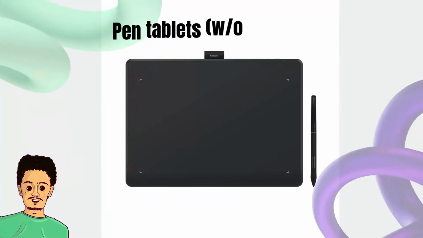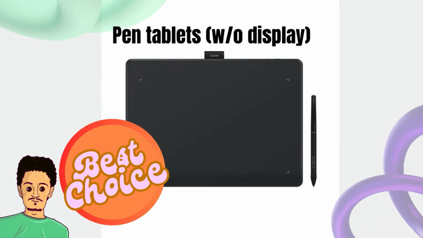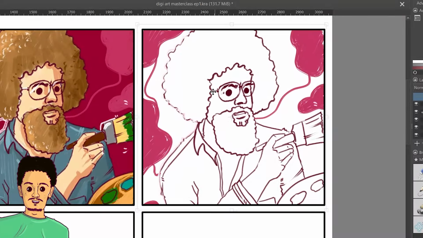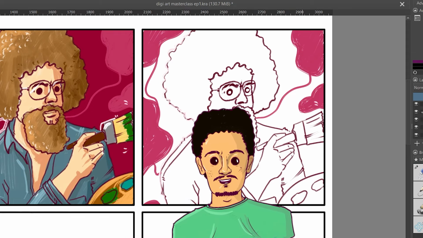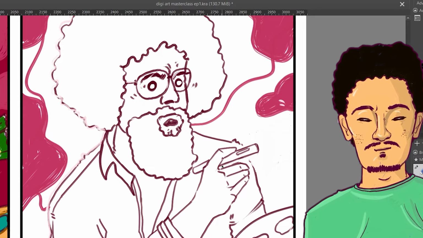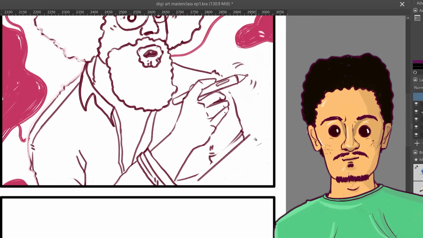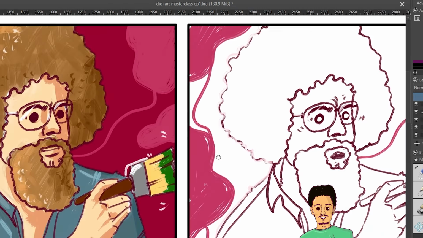So for beginners, the best choice is to go for non-display pen tablets as they are pretty affordable, simple and robust devices. They range from sizes as small as 4 inches all the way up to 10 or 15 inches. Remember that the size of the tablet has got nothing to do with its capabilities. Yeah, size doesn't really matter.